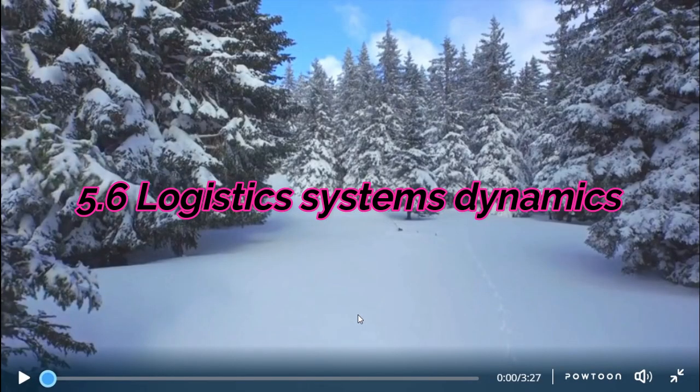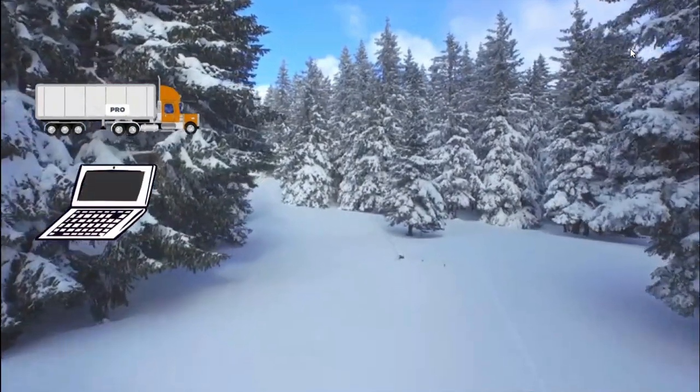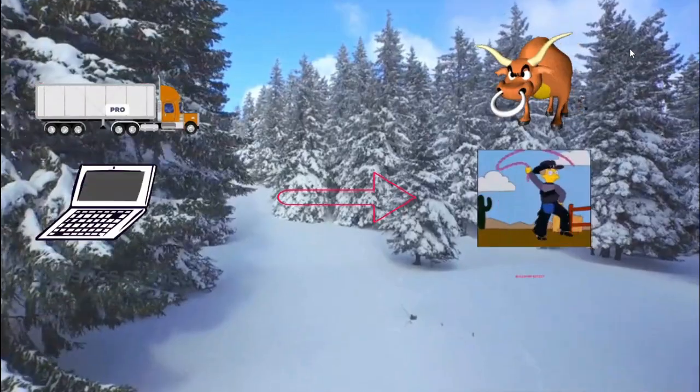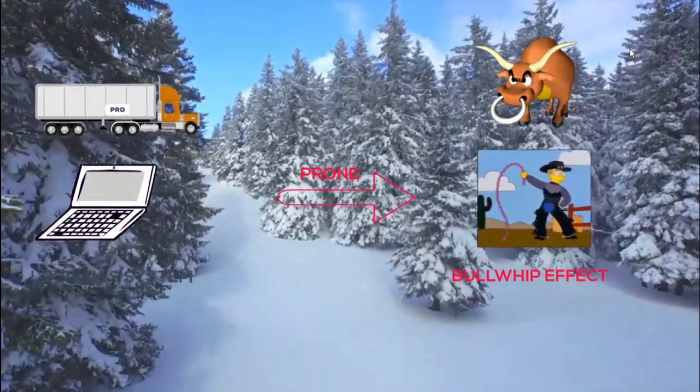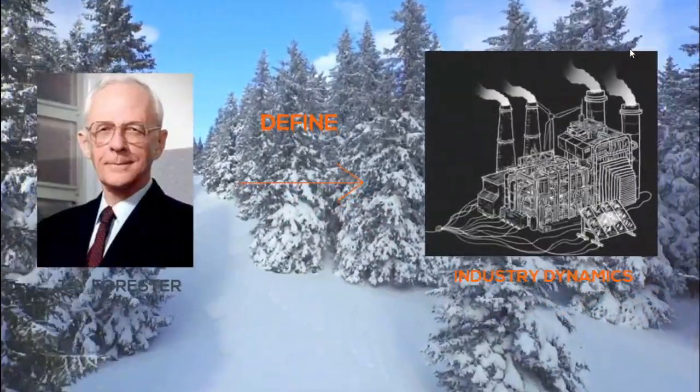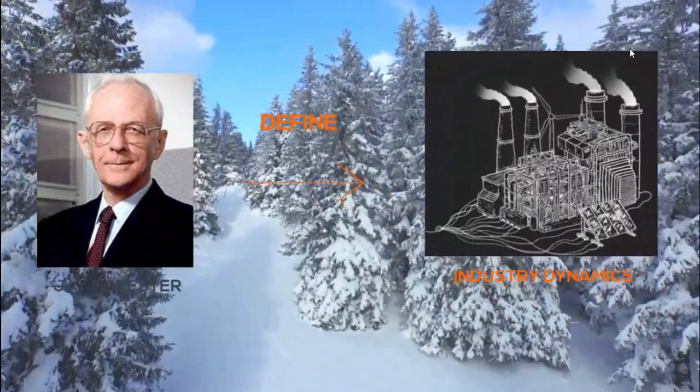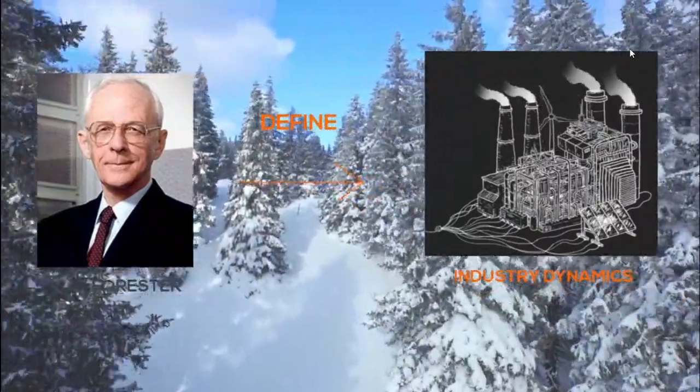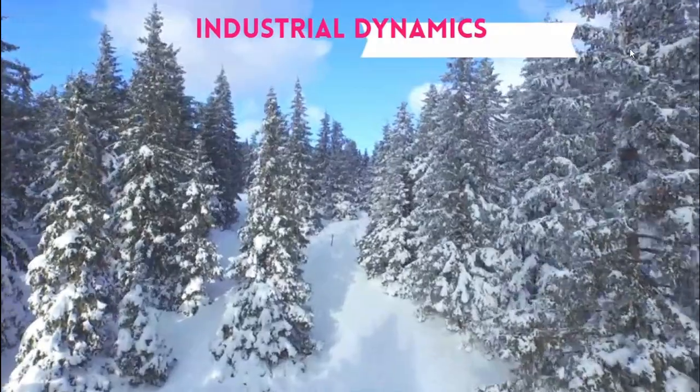Subtopic number 6, 5.6, Logistics Systems Dynamics. Logistics systems are prone to what has been called a bullwhip or Forrester effect, after J. Forrester, who developed a set of techniques known as industrial dynamics.